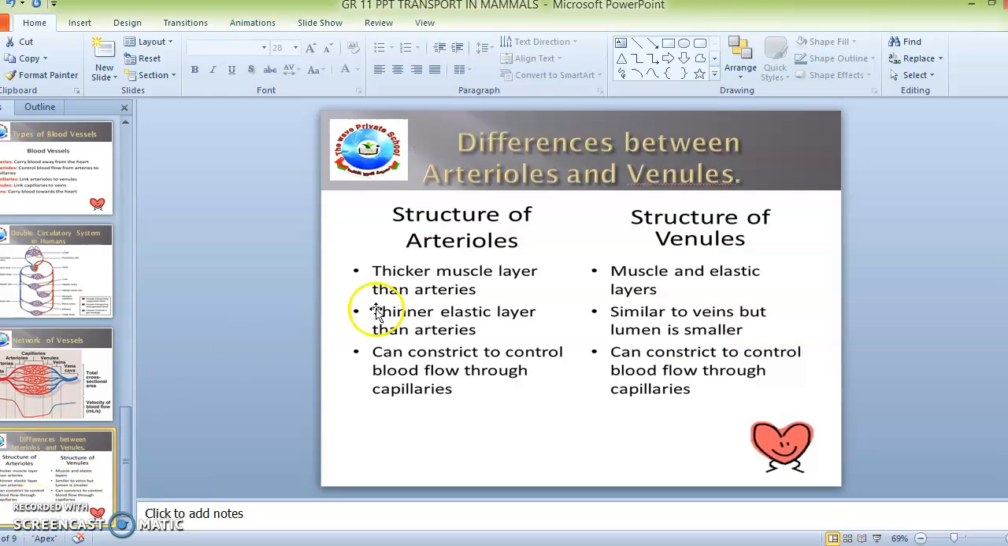So finally, take down the notes for structure of arteriole and structure of venule. Here you can see a thicker muscle layer than arteries. Muscle and elastic layers. Thinner elastic layer than arteries, similar to veins but the lumen is smaller. The arteriole can constrict to control blood flow through capillaries. The venules can constrict to control blood flow through capillaries. So take down in the notebook.